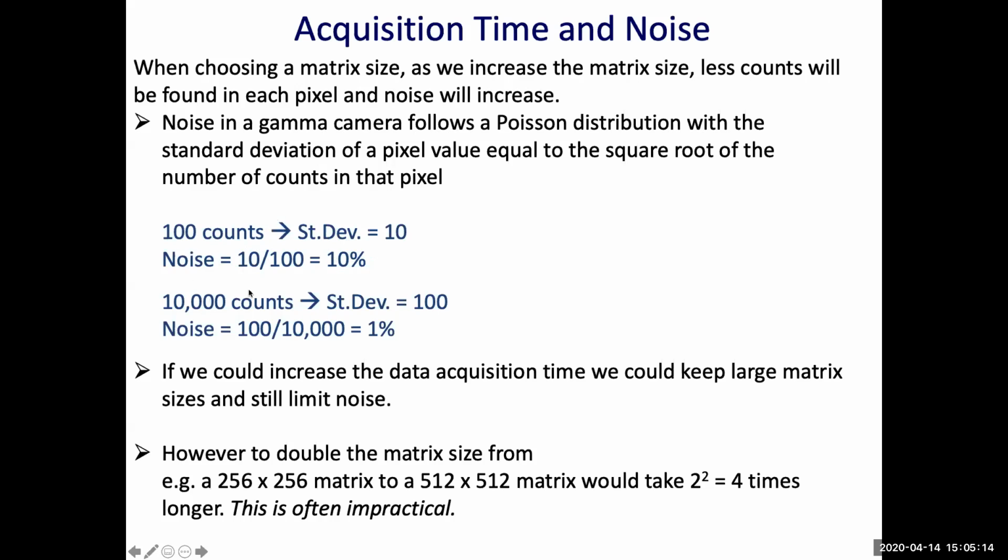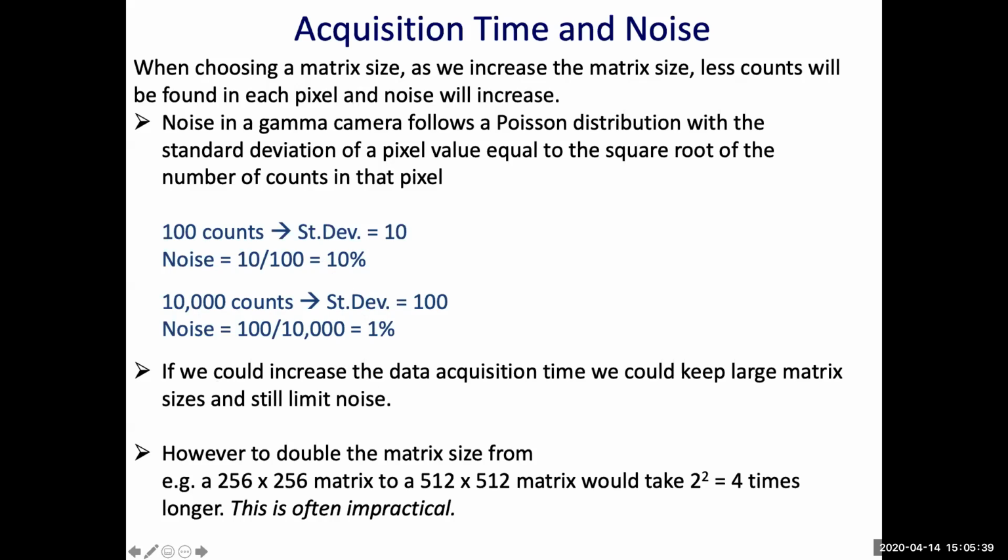If we have 10,000 counts, the standard deviation is 100. So the ratio of the noise to the total number of counts, 100 to 10,000, is only 1%. So increasing the count density will enhance the image quality by reducing the noise. Here, the noise is 10% of the total count. Here it is only 1% when we increase the count density.